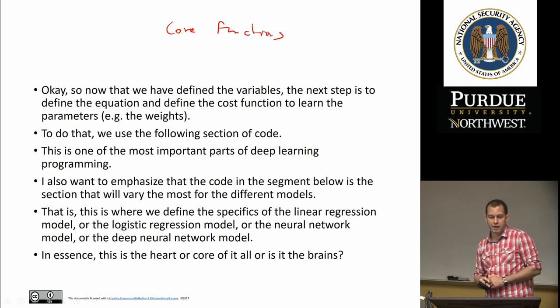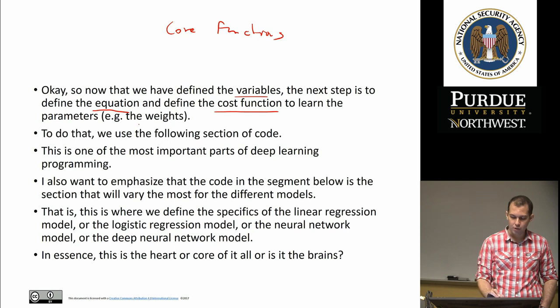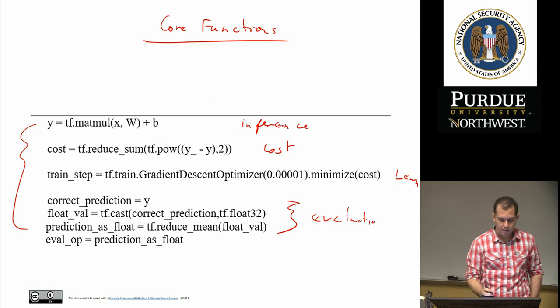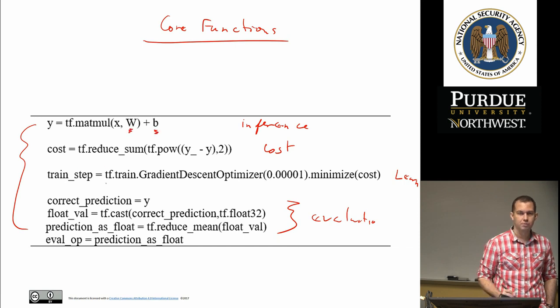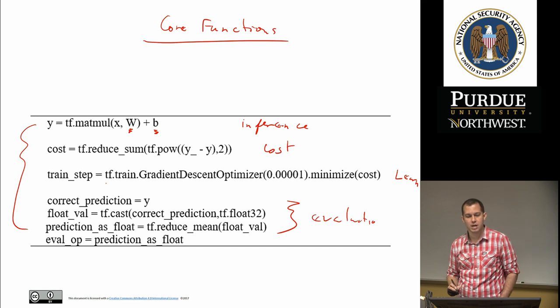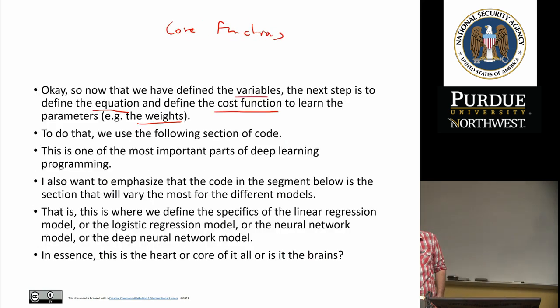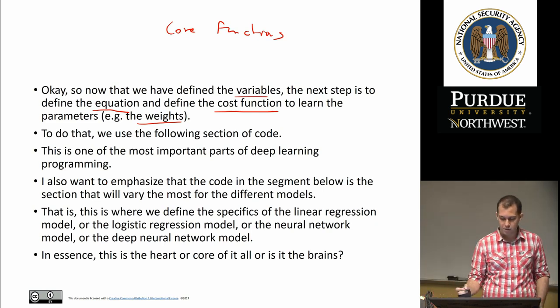So after we define the variables, the next step was basically to define the equation and define the cost function to learn the parameters, e.g. the weights. So remember we drew the graph, right? We have the graph, and we saw in that graph that everything was populated except for W and the bias. Those are the two parameters that we needed to learn. And this is where we learn them when we give them the training data. So to do that, we use the following section of code, as you can see in the next slide.